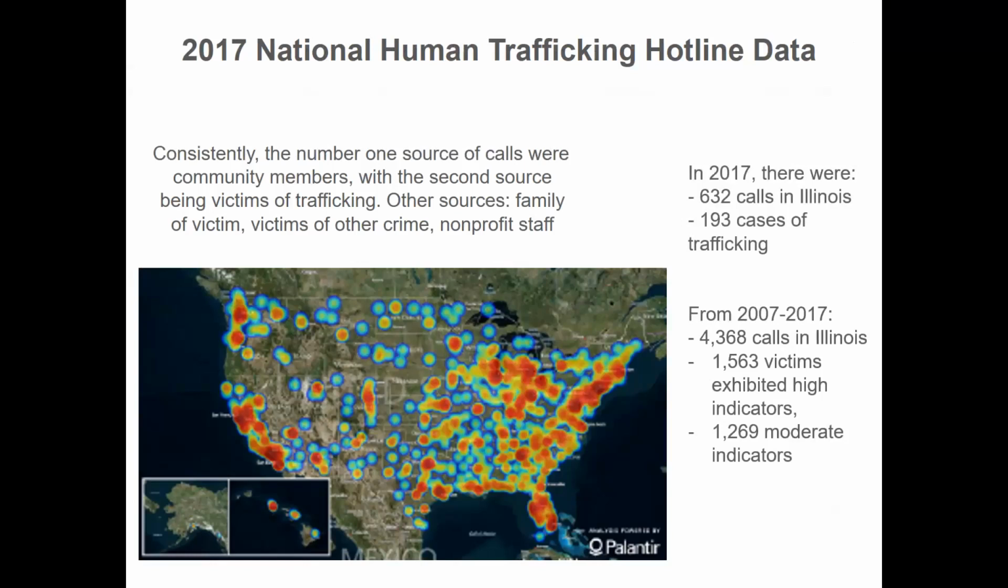The hotline relies greatly on concerned citizens. The number one resource of tips were community members, or as some call it, Good Samaritans. The second source of the most tips are the trafficking victims themselves. Other sources, though, include family members, victims of other crimes, or nonprofit staff.